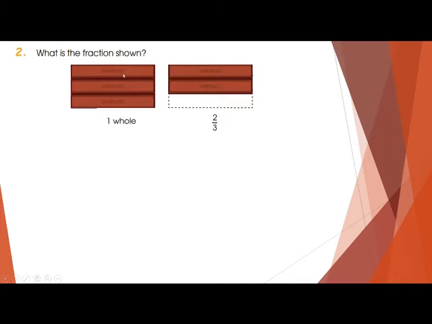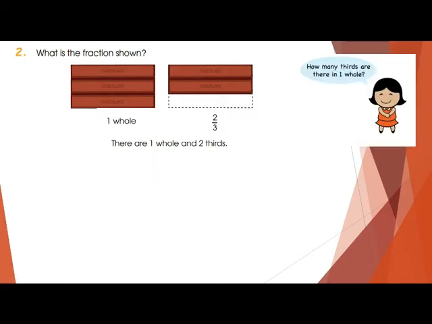And it will be 1 whole and 2/3, because the third one is missing, and that's why we are writing the third is missing. And we have a 2, so we are writing the 2. There are 1 whole and 2/3. How many thirds are there in 1 whole? 1 whole is equal to 3/3. So it will look like 3 upon 3.